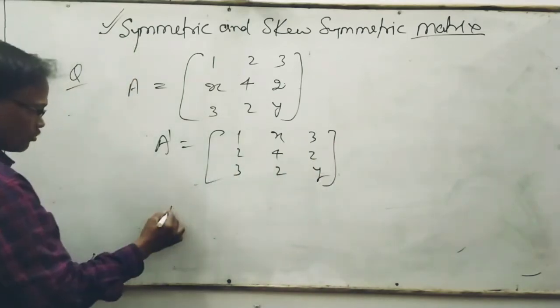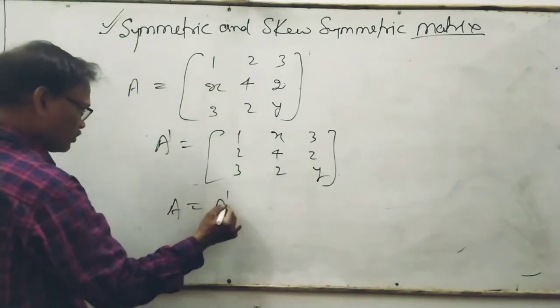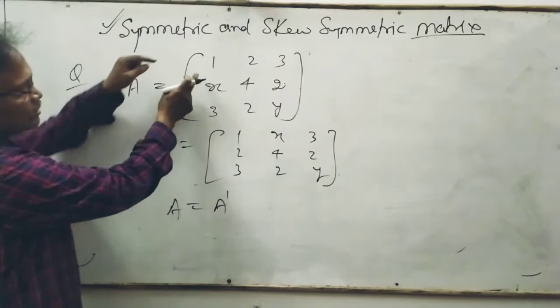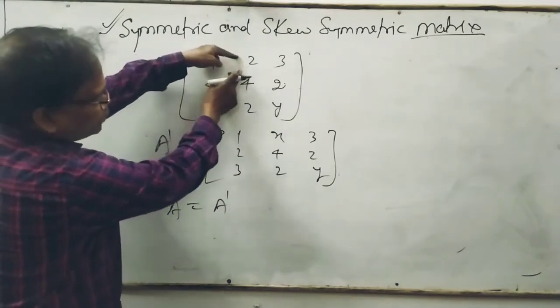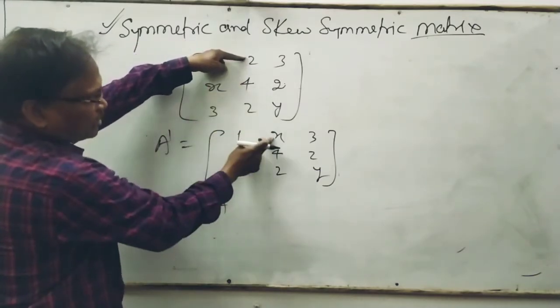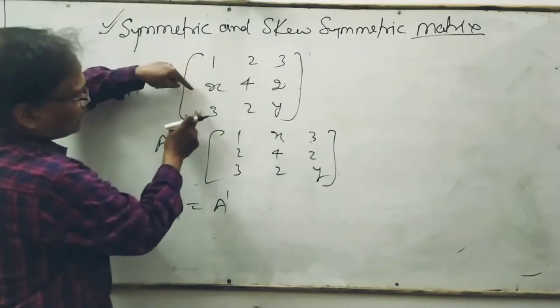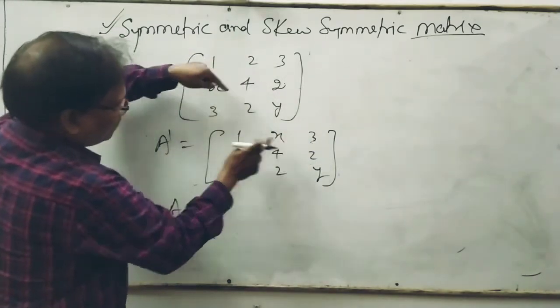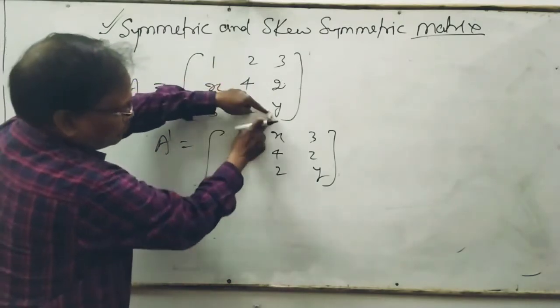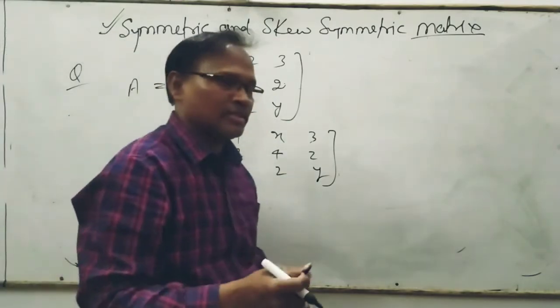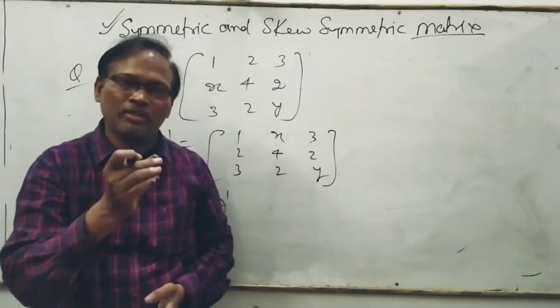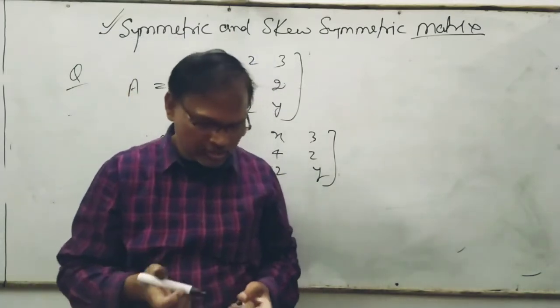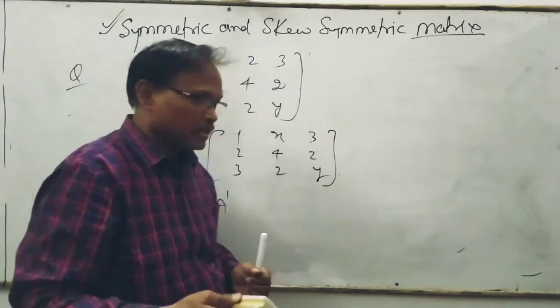Then according to the property A is equal to A dash, you put here, so 1 is equal to 1, 2 is equal to x, so x is equal to 2, you will get 3 is equal to 3, then x is equal to 2 again, 4 is equal to 4, 2 is equal to 2, 3 is equal to 3, 2 is equal to 2, y is equal to y. मतलब you can say that you can get the value of the given constant. तो इस तरह से हम values को निकाल सकते हैं.